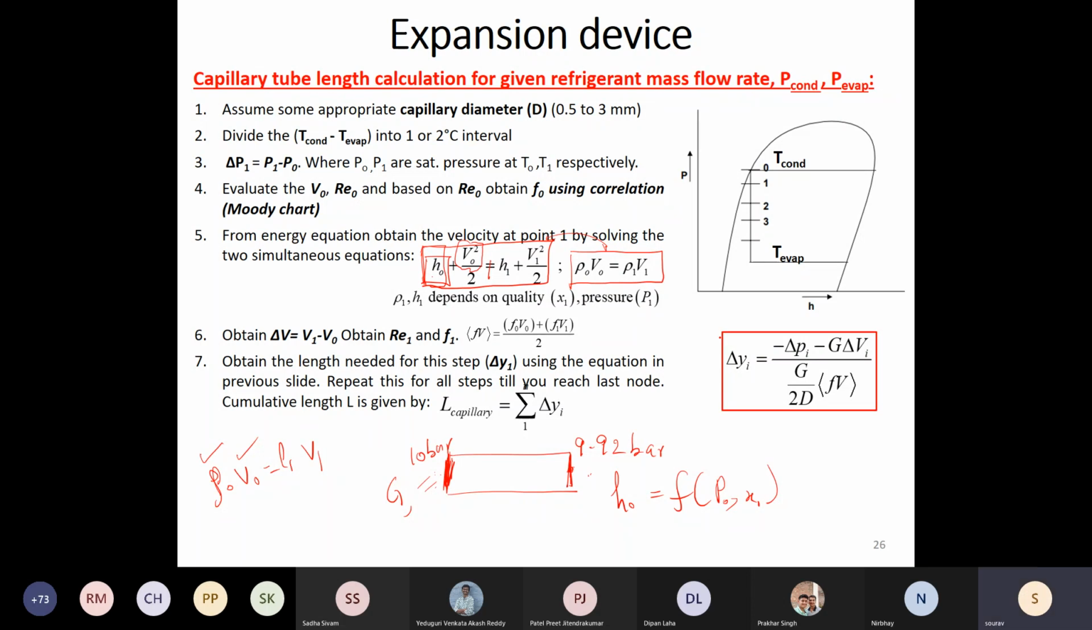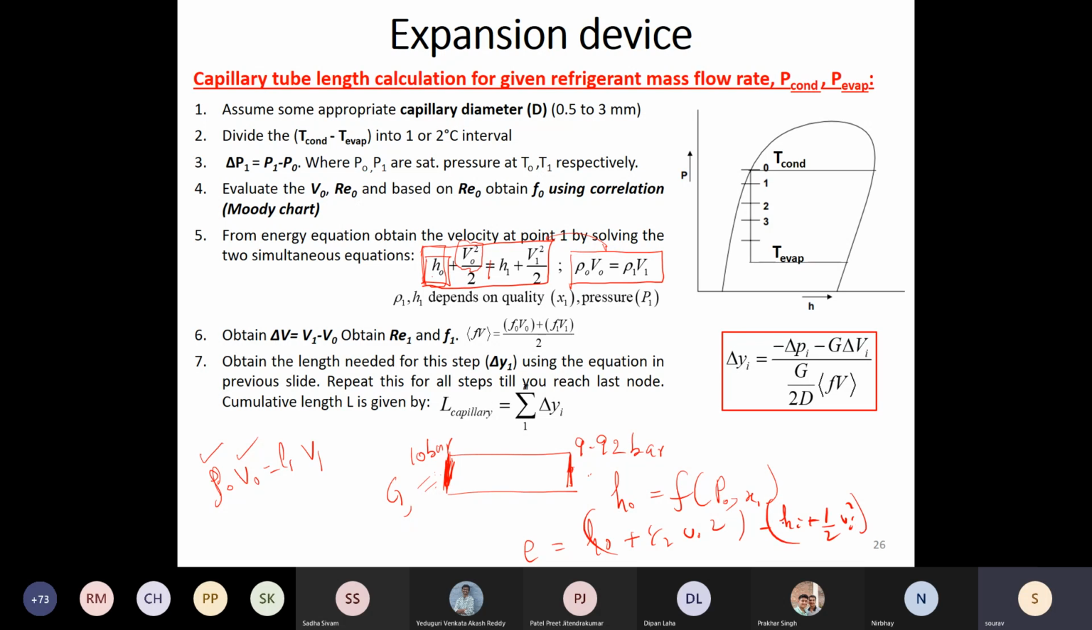Okay, there is something called the bisection method. There is something called the Gauss-Seidel method. So you will have to iterate in terms of the quality. The easiest way, what I normally do, is I assume some quality and check this error. So error is H out plus half V out square minus H in plus half V in square. So this is my error function.